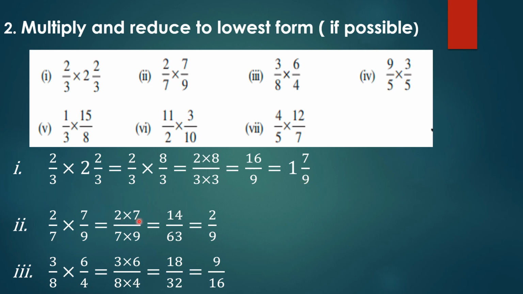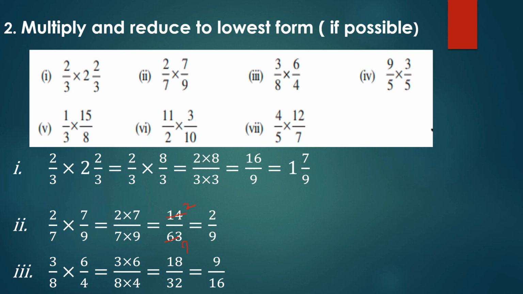Okay, so now the second question is 2 by 7 into 7 by 9. Here we don't have any mixed fractions. Straight away we can multiply the numerators and denominators. Therefore, 2 into 7 divided by 7 into 9 is equal to 14 by 63. Now we have to convert this into lowest form. 7 twos are 14 and 7 nines are 63. Therefore, 2 by 9 is the answer for the multiplication of the given fractions.